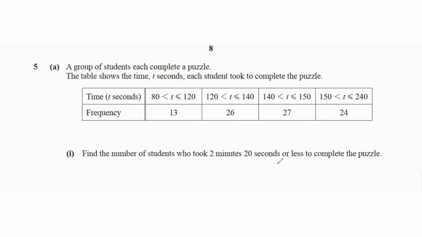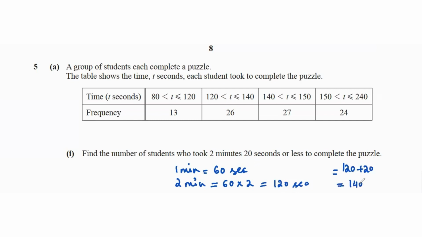So let's convert 2 minutes 20 seconds into seconds. 1 minute is 60 seconds. So 2 minutes will be 60 times 2, which is 120 seconds. Okay. So 120 plus 20 is going to be 140 seconds.